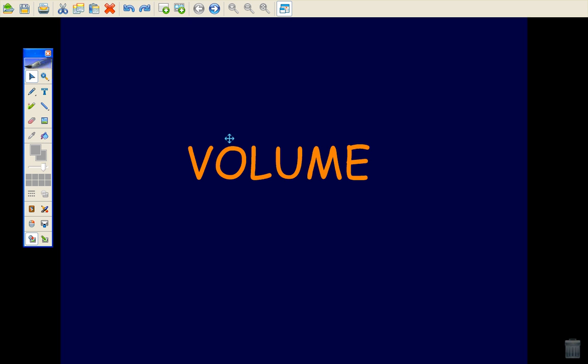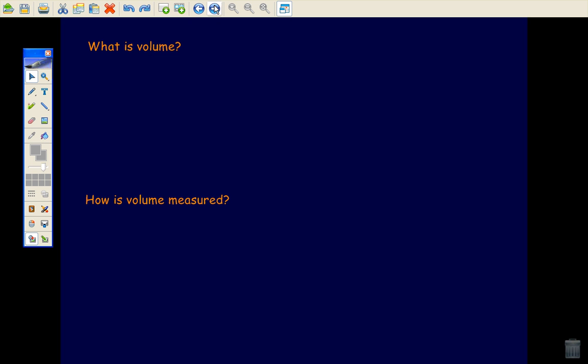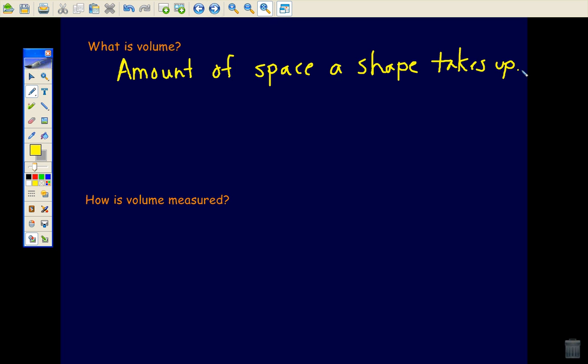Volume. When you are talking about volume, there are some questions to ask yourself. What in the world is volume? By definition, volume is the amount of space that a shape takes up. This is not to be confused with capacity. This is not how much will fit inside an object. This is how much the whole object takes up.